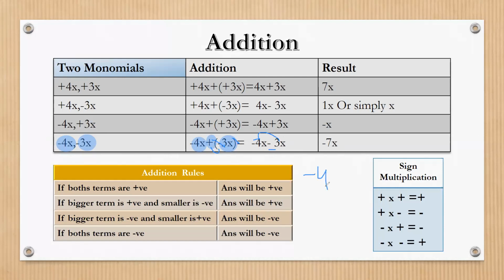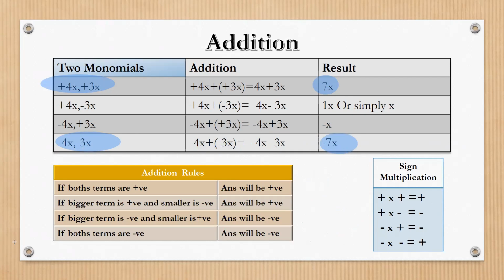Bete, minus 4 and minus 3 gives you the answer minus 7. Okay? Plus 4 plus 3 gives you the answer plus 7. And minus 4 and minus 3 gives you the answer minus 7x. Right? What is the difference between the first and the last one? Look at this first term. When both the terms are positive, you get the positive answer. When both the terms are negative, you get the answer in negative.